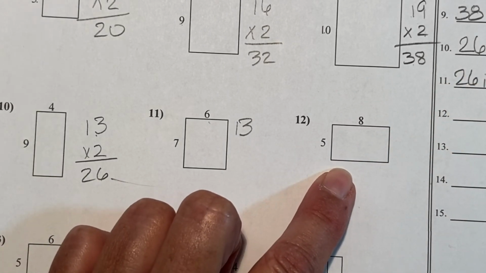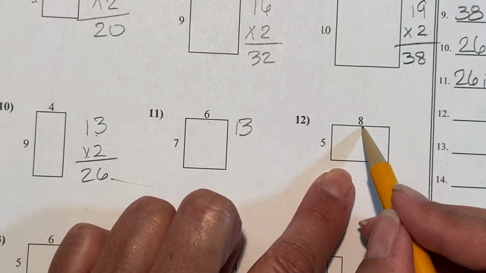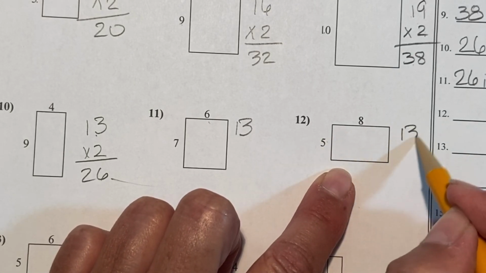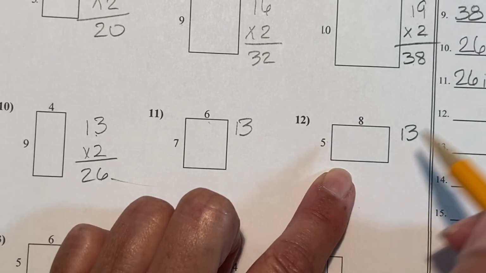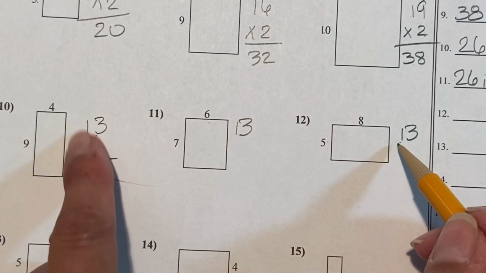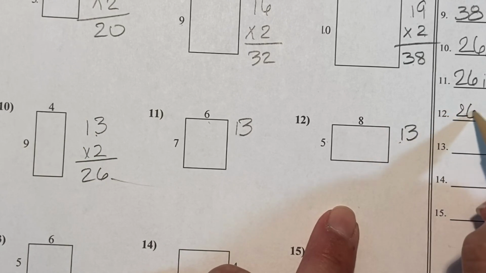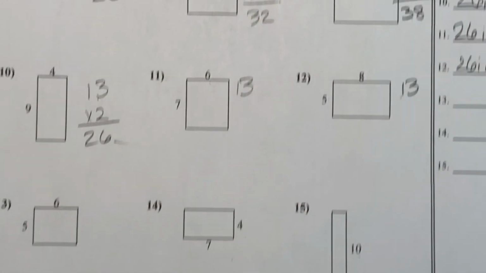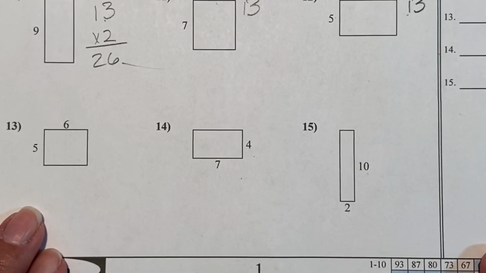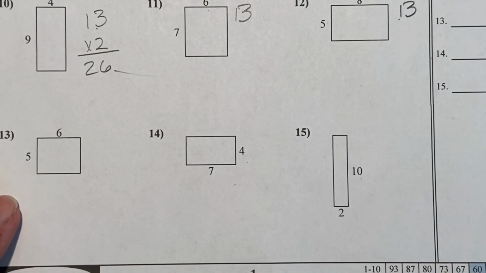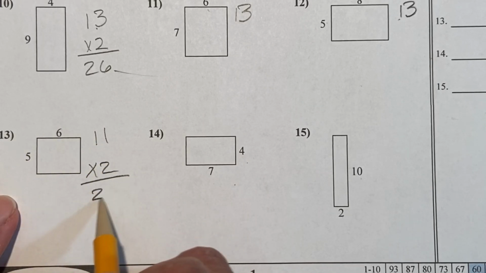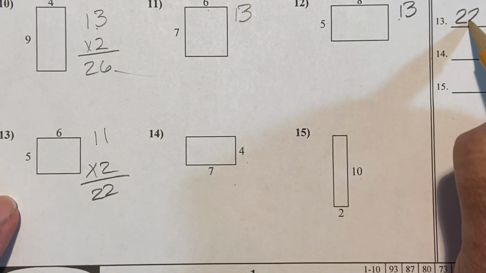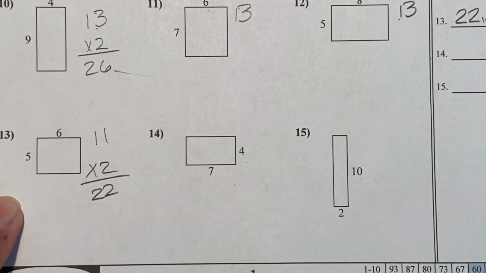Let's take a look at number 12. 8 plus 5 is 13. What are the odds? 13, 13, 13. I don't need to do any work because I know 13 times 2 is 26. Let's take a look at question number 13. We've got 6 plus 5, 11. Double that 11. My answer is 22 inches.